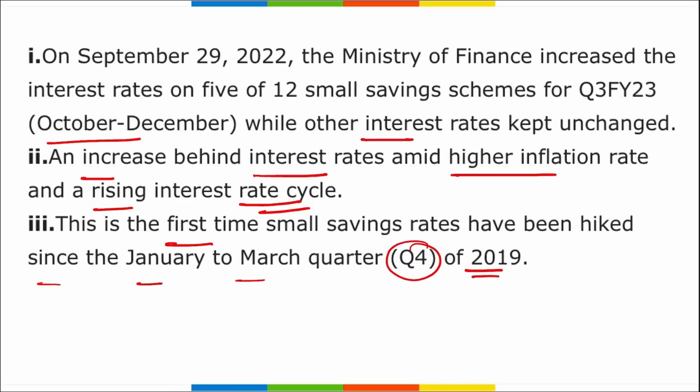Also remember, the small saving rate for Kisan Vikas Patra is 7%, the 2-year time deposit is 5.7%, the 3-year deposit will be 5.8%. For senior citizens, that is your senior citizen saving scheme, it will be 7.6%, and the monthly income account will have 6.7%, which were increased by 10 basis points, 20 basis points, 30 basis points respectively.